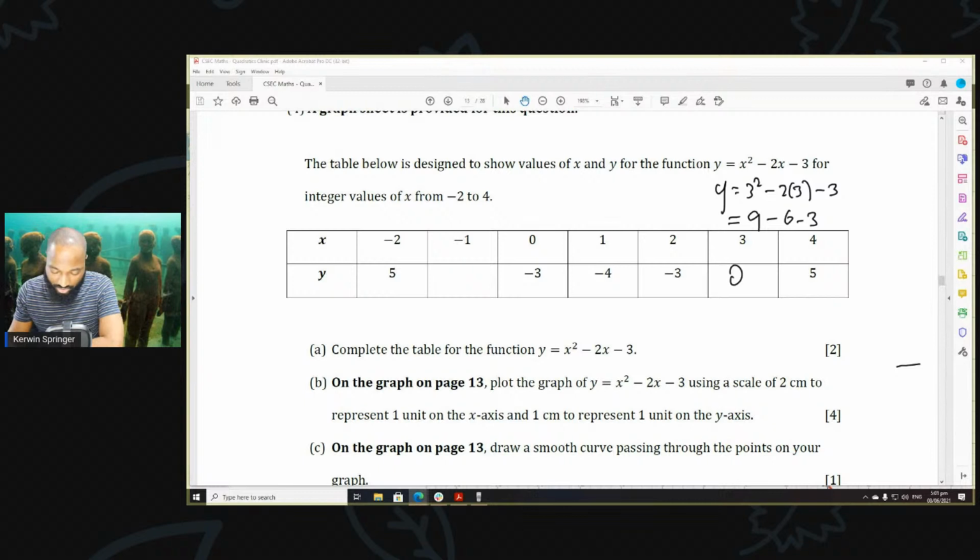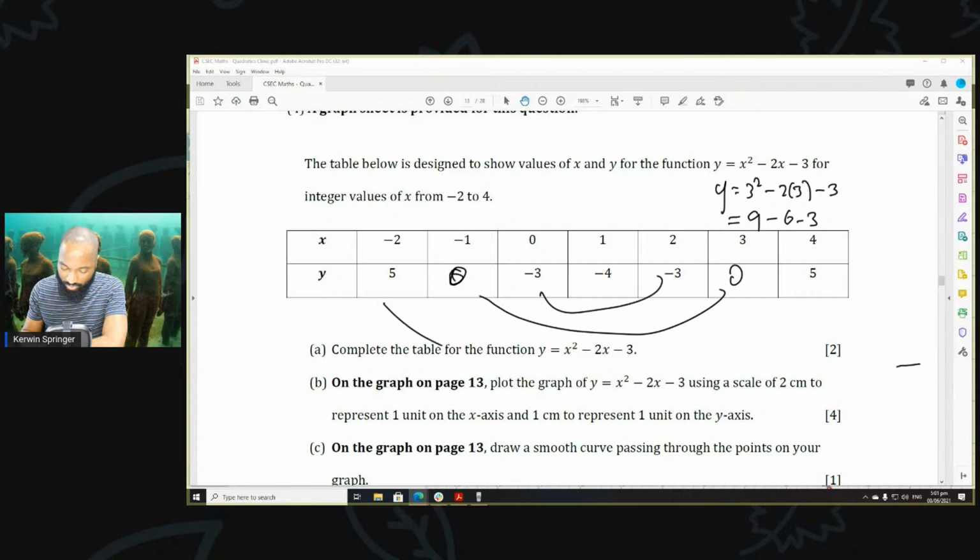Zero, right? 0. I was confused with some of the numbers I was seeing, but it was only carried over from before. Okay, cool, fine. So 2 zeros. This will be 0 and this will be 0 too, because it's mirrored, quadratics look like that. So good, table complete.